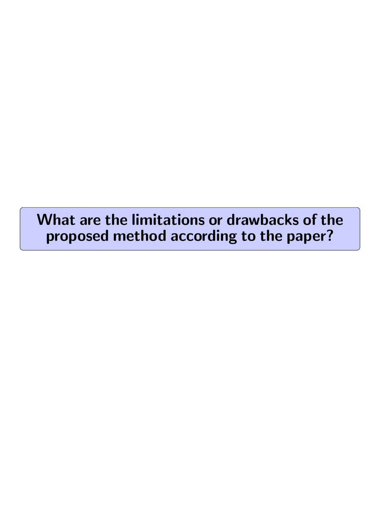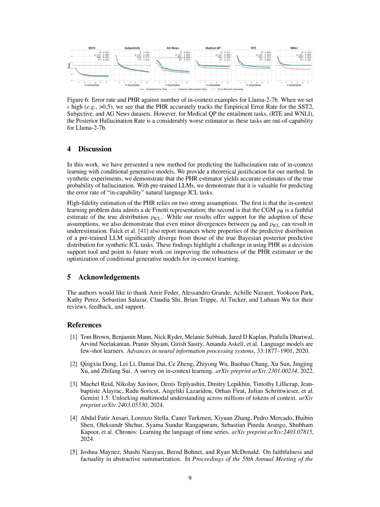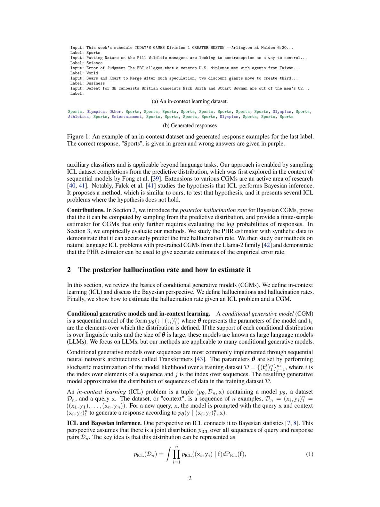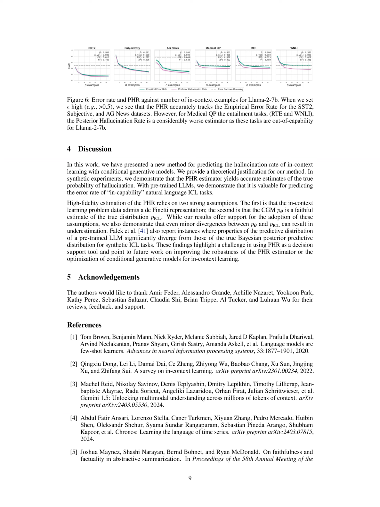What are the limitations or drawbacks of the proposed method according to the paper? The limitations or drawbacks of the proposed method, as outlined in the paper, include the reliance on strong assumptions. The first assumption is that the in-context learning problem data must admit a Definetti representation. The second assumption is that the conditional generative model, CGM, used is a faithful estimate of the true distribution. Minor divergences between the CGM and the true distribution can lead to underestimation of the posterior hallucination rate, PHR.